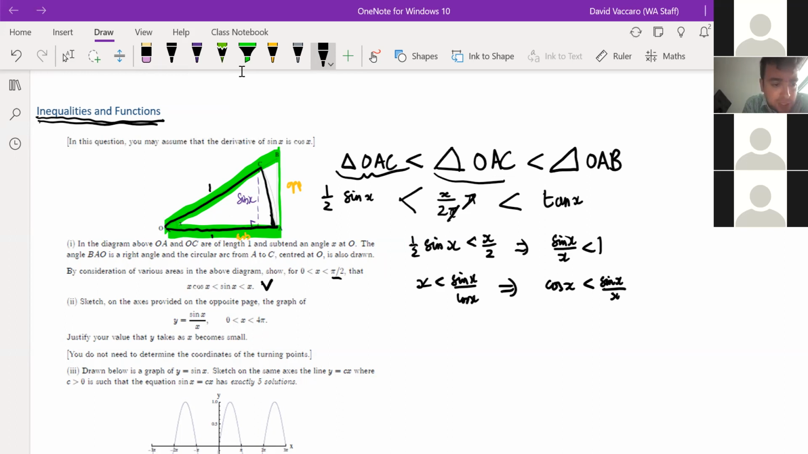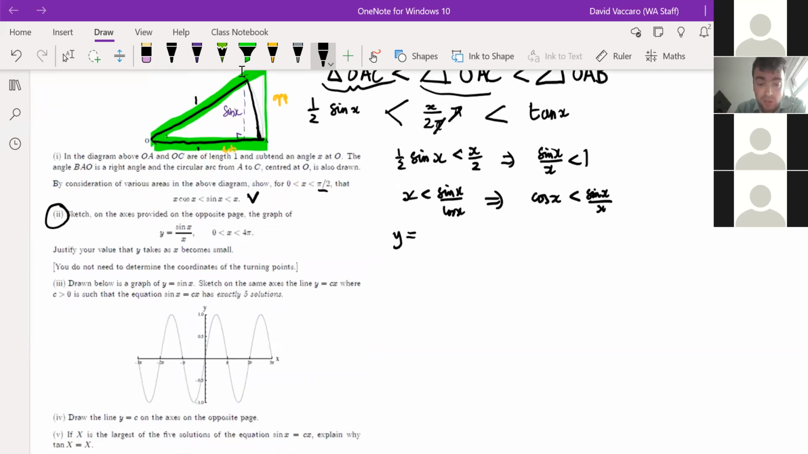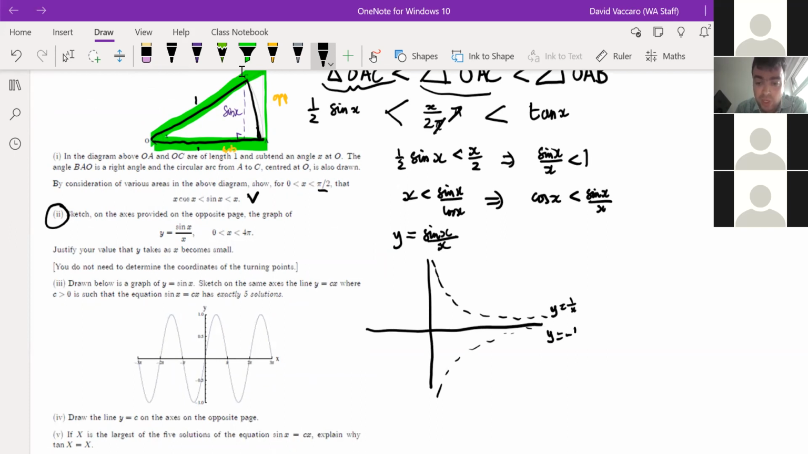But then part two, it says, sketch on the axes provided on the opposite page the graph of y equals sine x over x. Now, again, we've got inequalities in mind. We know that sine is sandwiched between 1 and -1. So this function y equals sine x over x will always be sandwiched somewhere in the range between y equals 1 over x and y equals -1 over x. But what we also know is that it's bounded above by 1.